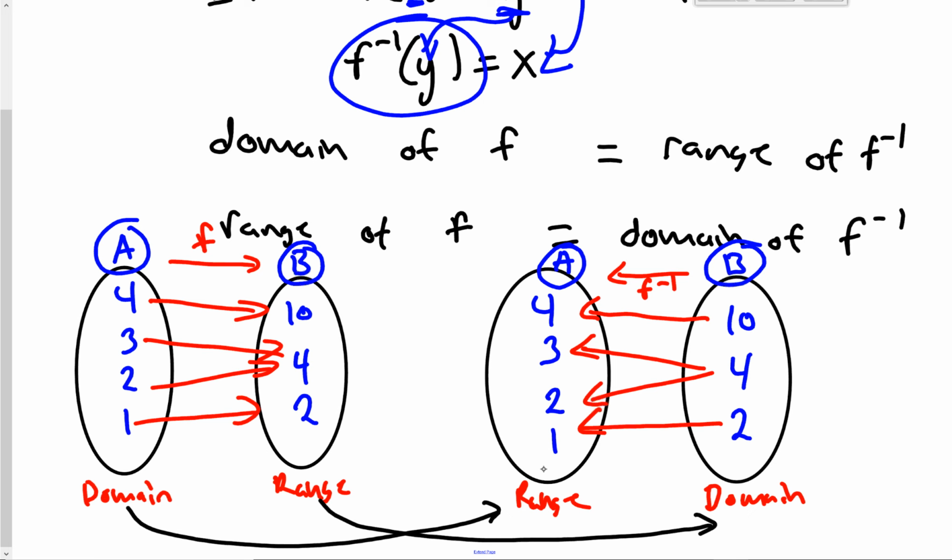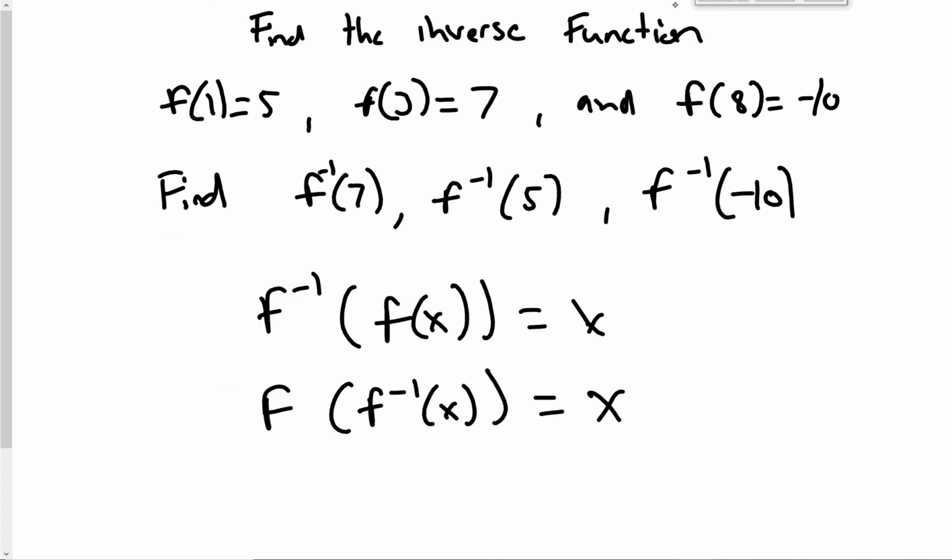Okay, so that's what inverses are. F inverse, not reciprocal. So that's not raised to the -1, it's f inverse, or the inverse of f. All right, so that might be a little bit familiar. Okay, so if we want to find the inverse of things, if I have these points, f of 1 equals 5, f of 3 equals 7, and f of 8 equals -10, can you find the f inverse of 7? Can you find the f inverse of 5? Can you find the f inverse of -10?